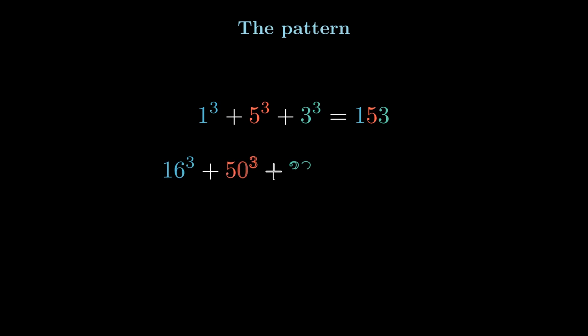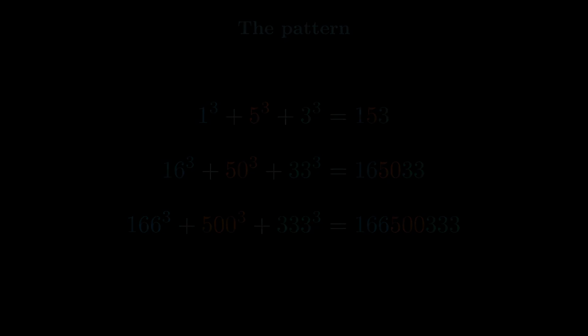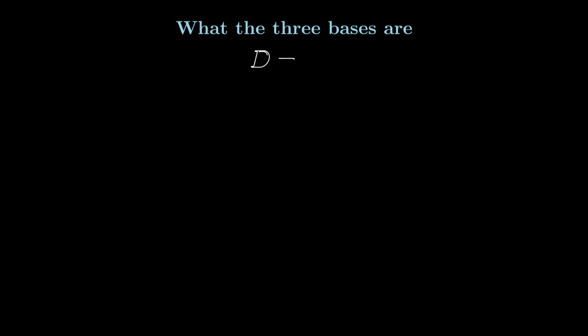It keeps going. 16, 50, and 33, all cubed and added, gives 165033. Finally, this works with 3 digits as well. Every time, the sum of the cubes is the 3 bases written one after another. To begin to prove this, we have to think what these numbers really represent.